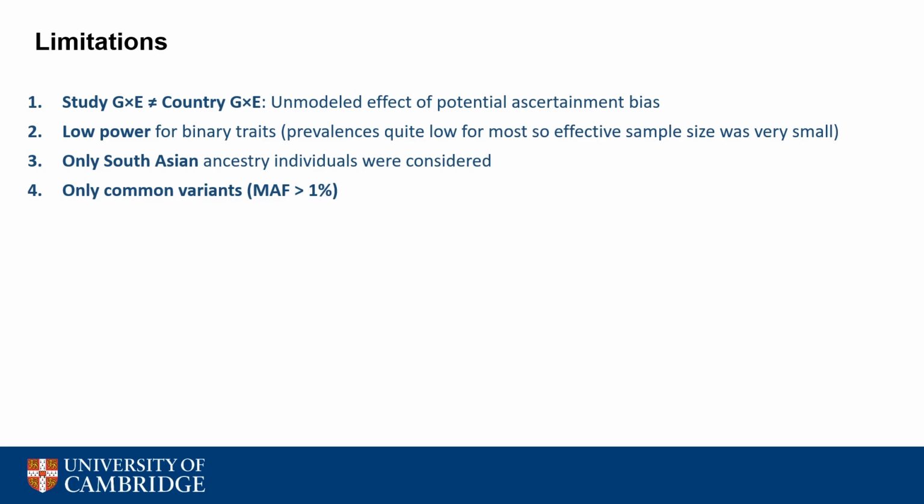Another limitation was, of course, low power, especially for some of the binary traits. If we could find larger UK-based cohorts, then I think we may have been able to detect smaller effects for some of the disease traits. Next, we considered only South Asian ancestry individuals here, but there's of course no reason to expect that the effects will be restricted to South Asians. And lastly, we only considered common variants with minor allele frequencies over 1%, and the picture may be quite different at lower frequencies.